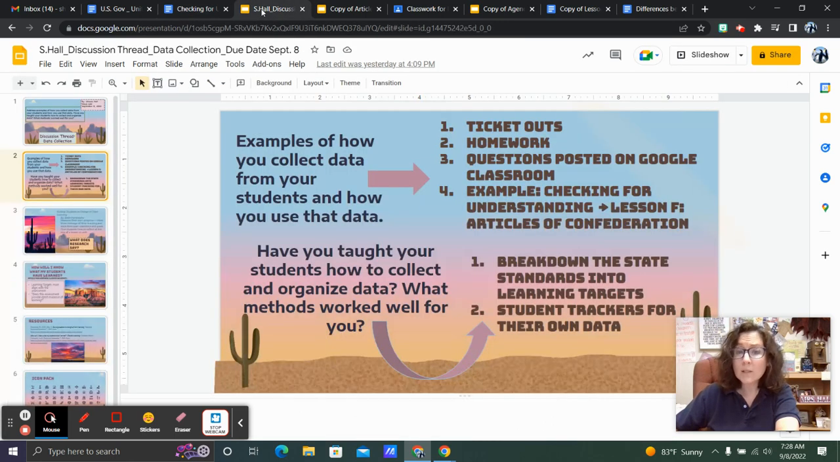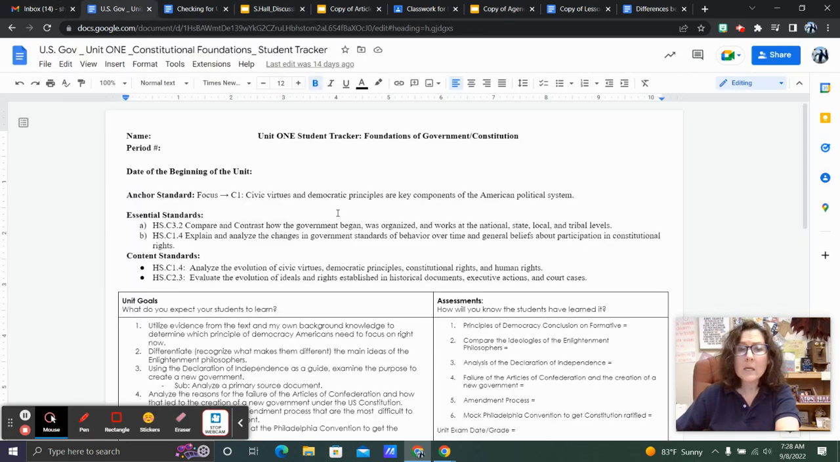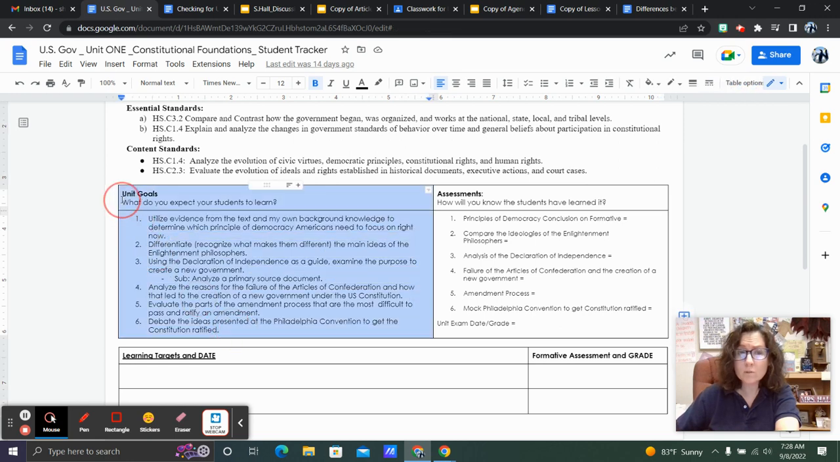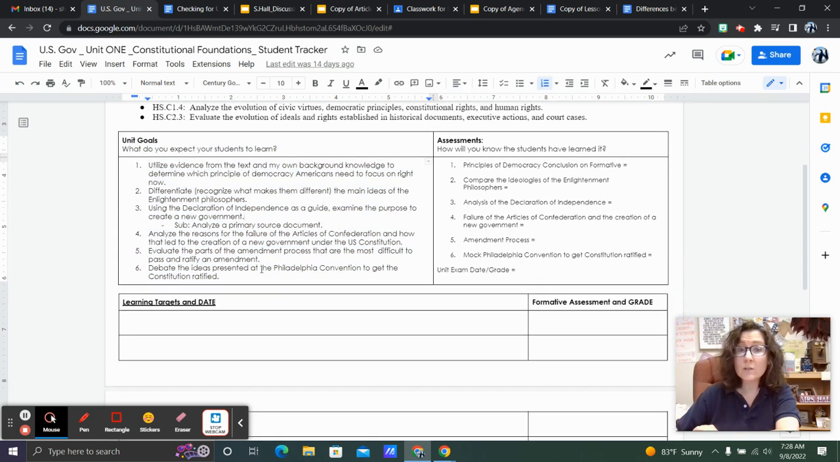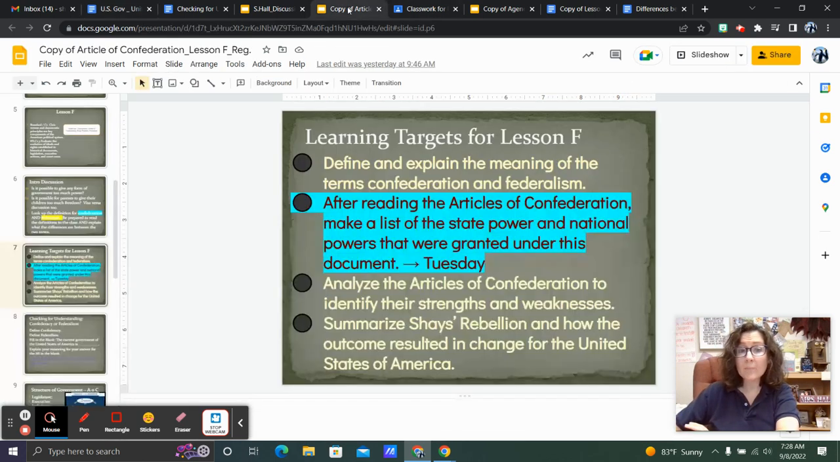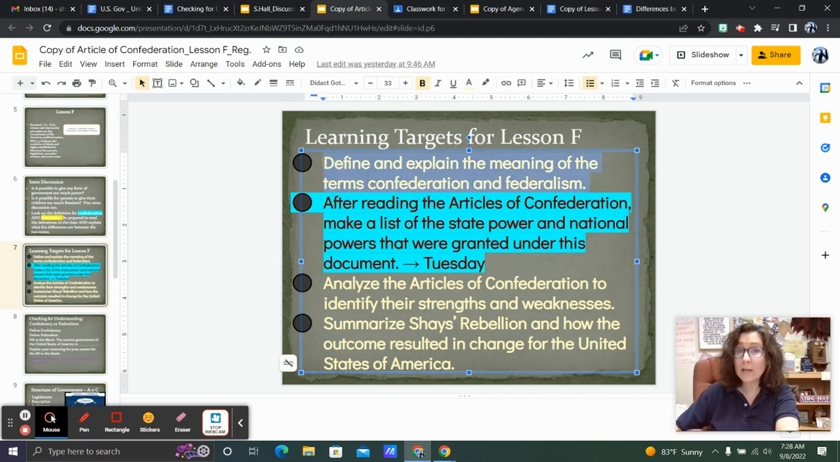Now, when I talked about here of student trackers for their own data, here are the same state standards that I typed out. And then here are the unit goals that I make sure are the summative assessments. Now, each individual target, every day they write out. So the other day, when they were writing out, define and explain the meaning of the terms confederation, and I noticed they struggled, that's when I created that other assessment.